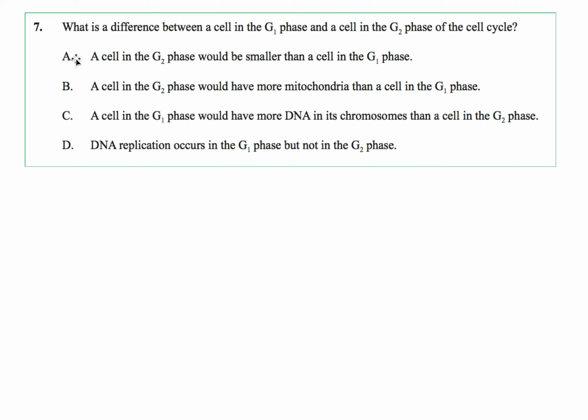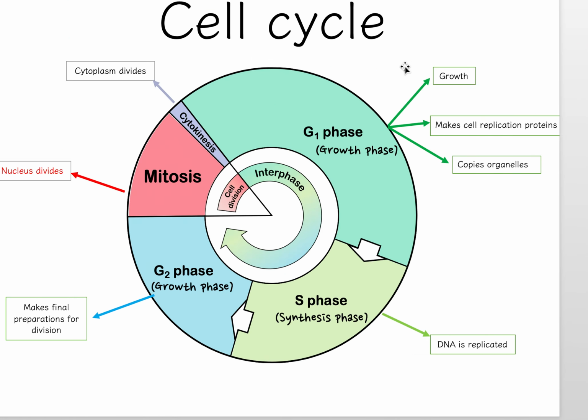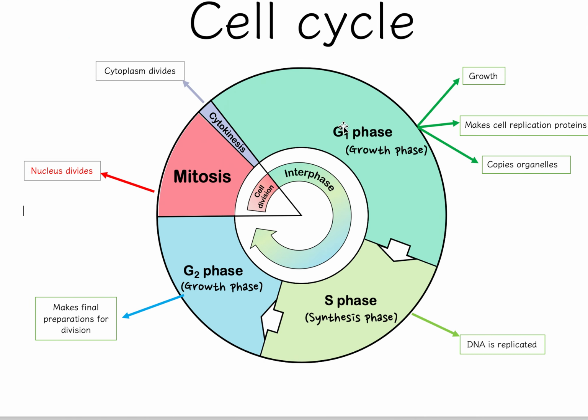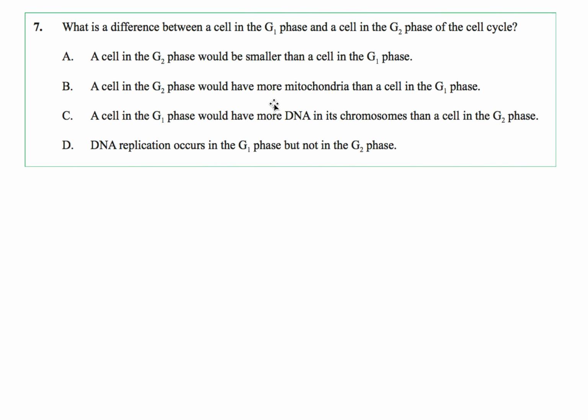So, A: a cell in the G2 phase would be smaller than a cell in G1 phase. This is not true because we know that in G1 phase the cell will grow, which means by the time it gets to G2 phase, it will just grow even more. So it's not possible for a cell in G2 phase to be smaller than a cell in G1 phase. It's impossible. It will be bigger.